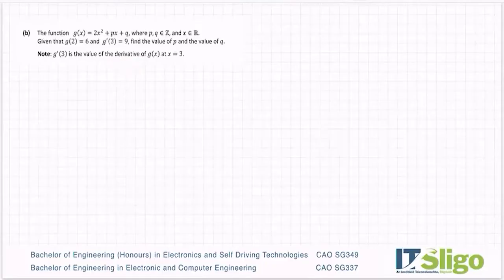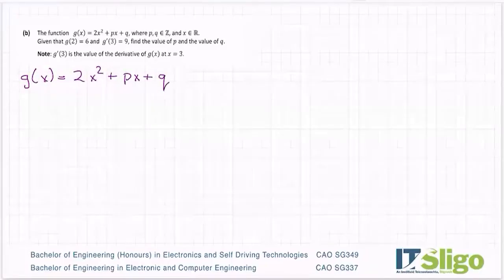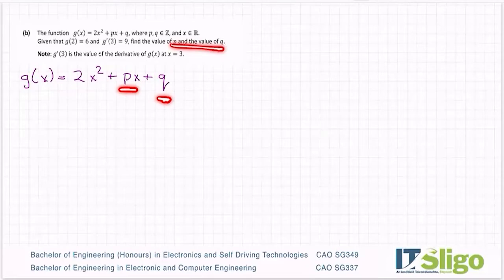Well, let's deal with g of x first. So I have g of x being equal to 2x squared plus px plus q. Now it's got two unknowns, p and q, and we have to find them. Two unknowns, in the back of my head, simultaneous equations. That's generally what's popping around in my head. Is this a set of simultaneous equations? So what's the first piece of information they gave us?